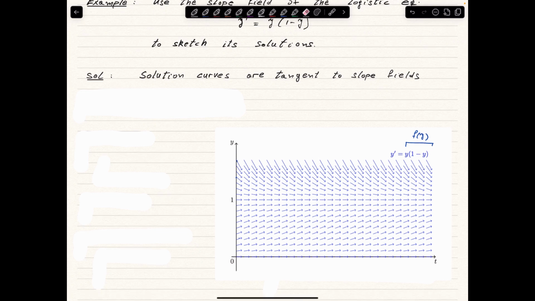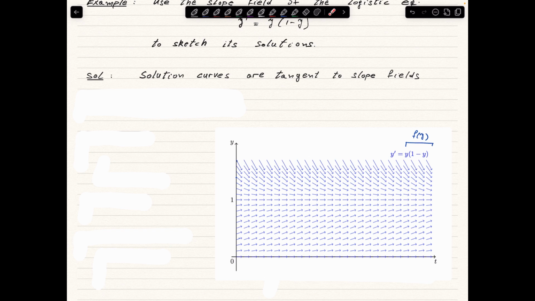Notice I put arrows here, but they should be slopes. The arrows here show the direction of increasing time. When we move in that direction, this is the direction of increasing time. So some people, instead of slopes, graph arrows to indicate in which direction the time grows.